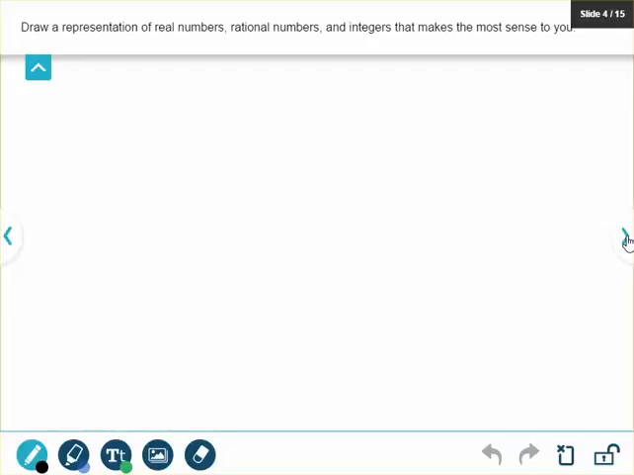I was also going to have you draw a representation of real numbers, rational numbers, and integers that makes the most sense to you, what made sense in your mind. So since we can't draw it here on this presentation, I just want you to stop and get a picture in your head. What representation of our real number system makes the most sense to you?